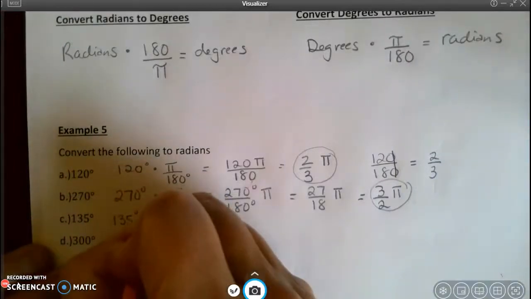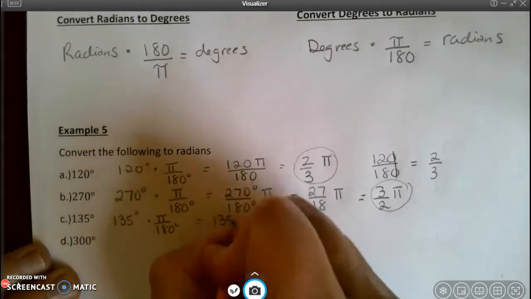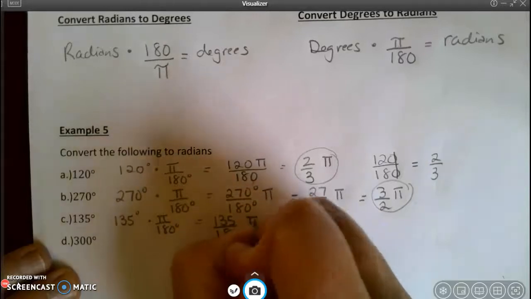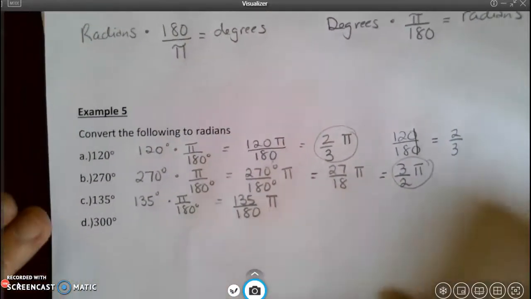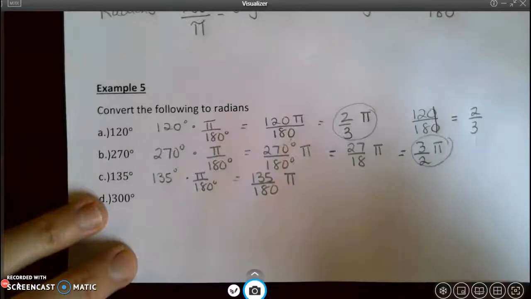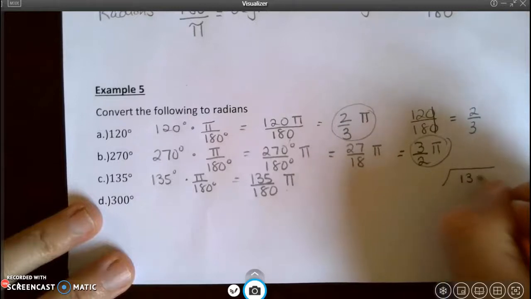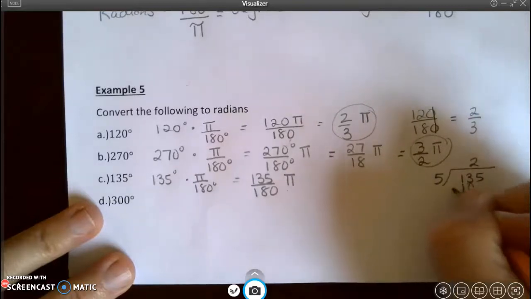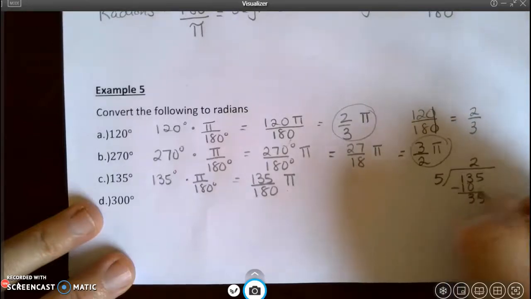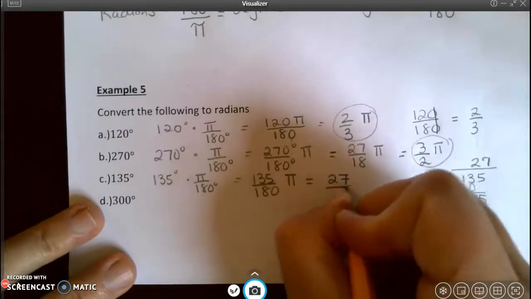135 times pi over 180. I'm left with 135 over 180 pi. Now this one's a little more difficult because they don't both end in a 0 where I can divide by 10, but I do realize they can both be divided by 5. So I'm going to come over here off to the side, and 135 divided by 5. 5 goes into 13 twice, gives me 10, when I subtract I get 3 and I carry down the 5. 5 goes into 35 7 times. So I get 27 in the numerator.